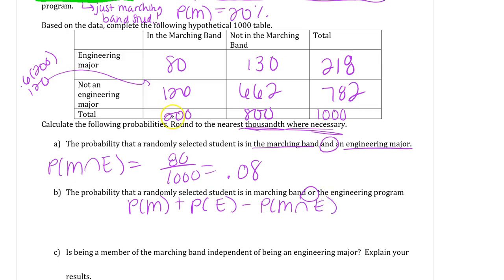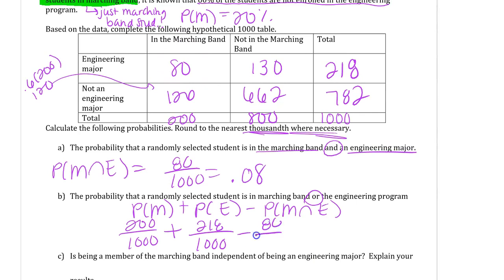So being in the marching band was 200 out of 1,000. Engineering program was 218 out of 1,000. And being in both, so engineering and marching band, was the 80. Don't want to count those guys twice. And you'll get 338 in that numerator over 1,000, so 0.338.